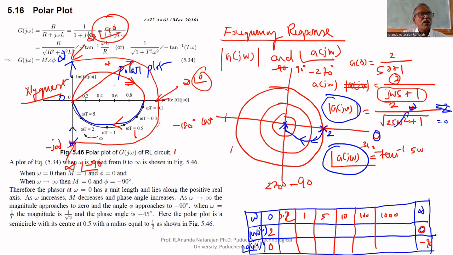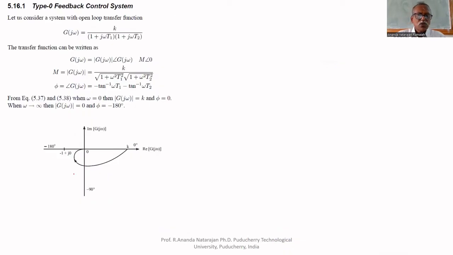Then we can call the polar plot also a Nyquist plot because it is part of the Nyquist plot. Why we are doing all these things, you'll see one by one. So this is a polar plot for the given transfer function. This is the given transfer function.